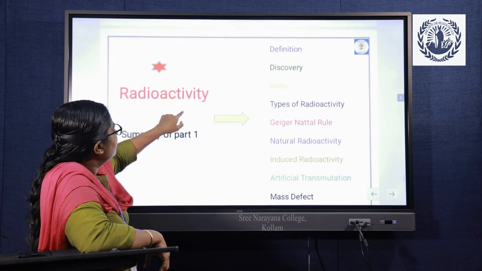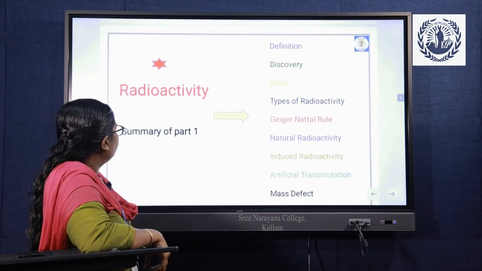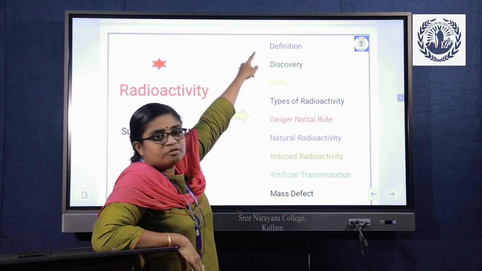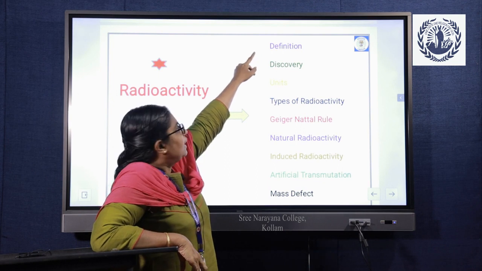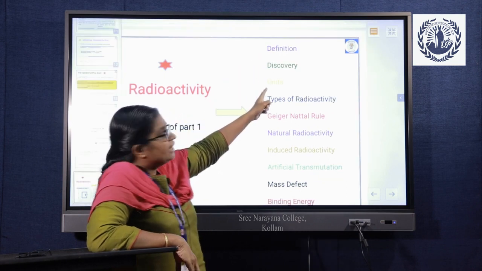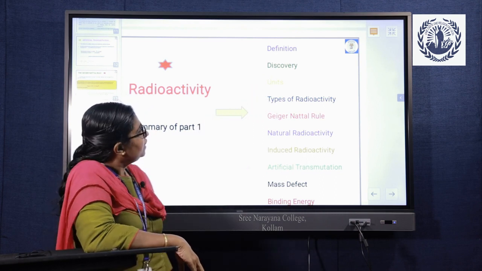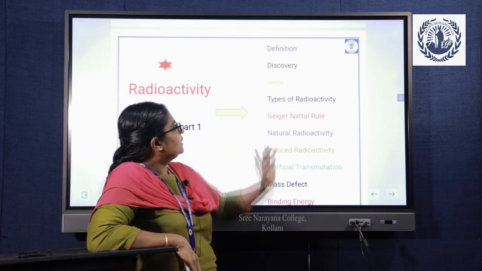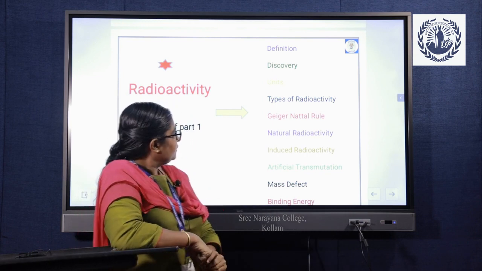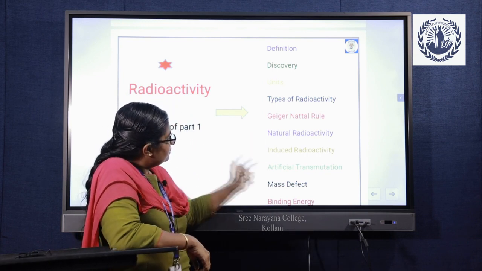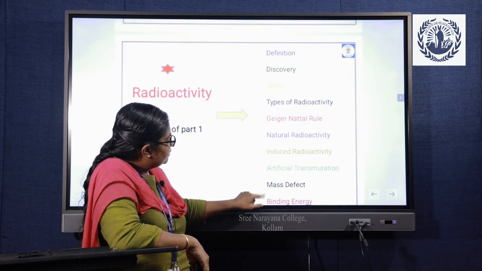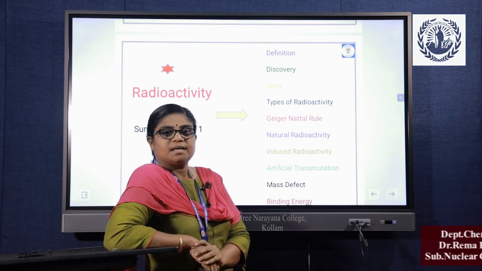So, to summarize our first class, we have discussed the definition of radioactivity and the discovery of radioactivity. We have discussed the various units of radioactivity and the types of radioactivity, that is natural radioactivity and artificial, or induced, radioactivity. After that we have discussed mass defect and binding energy.